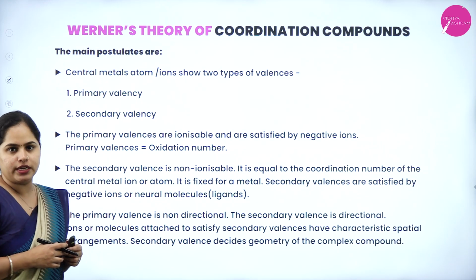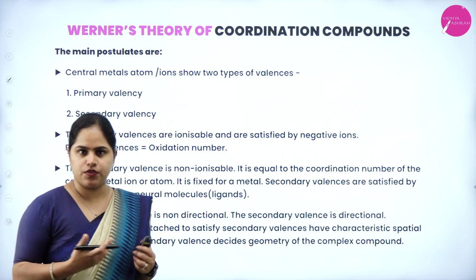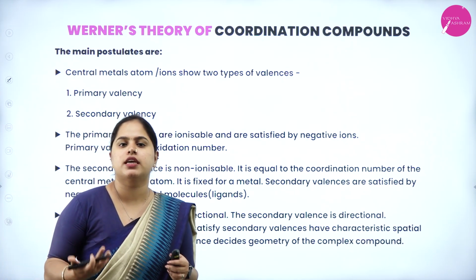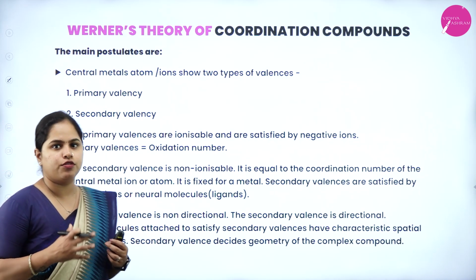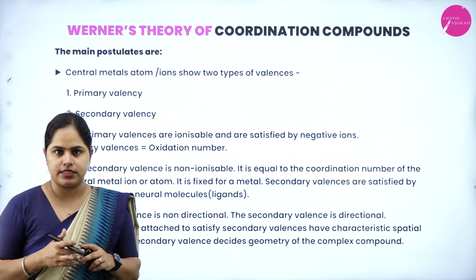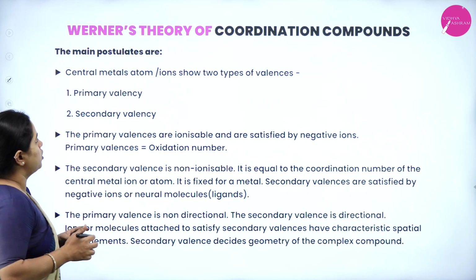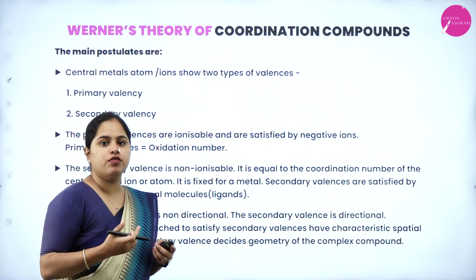The main postulates of this theory, of course, from the name itself you can say who proposed it. It is Werner, which is why it is called Werner's theory of coordination compounds. The major thing you have to be clear about in this theory is that there are two types of valencies. The main postulate is that the central metal atom or ion shows two types of valencies.